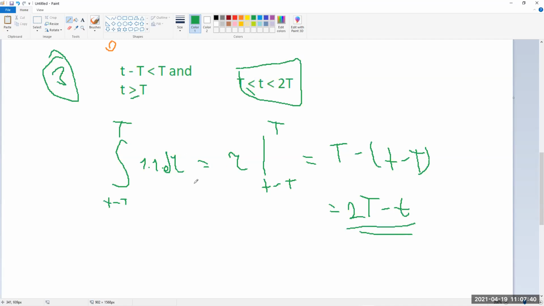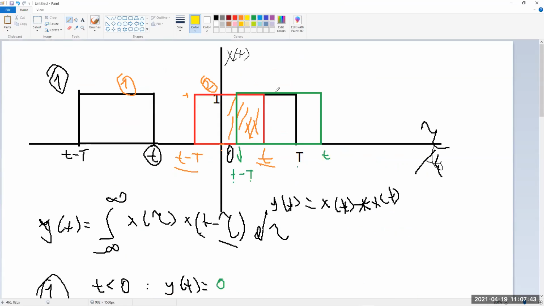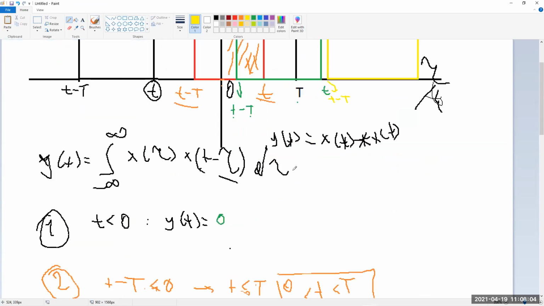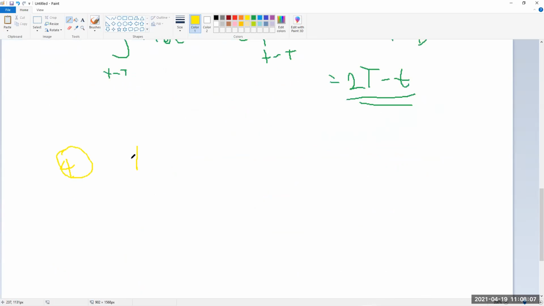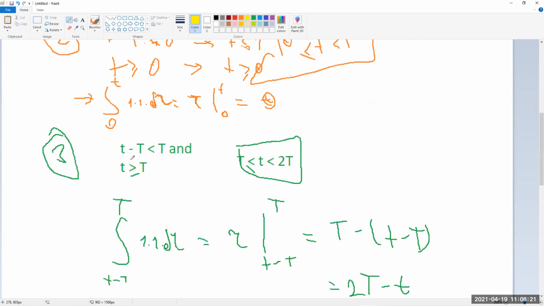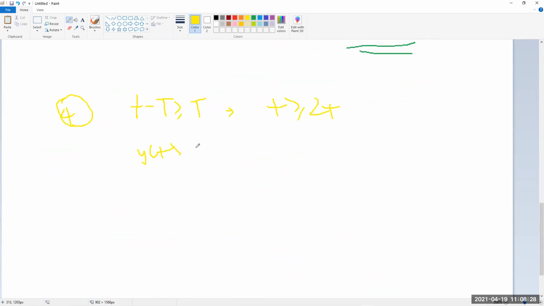Okay. And for the last region, we can say that when there is no overlap, pardon me, when t minus big T is greater than big T, again our result is 0, and y(t) is 0.